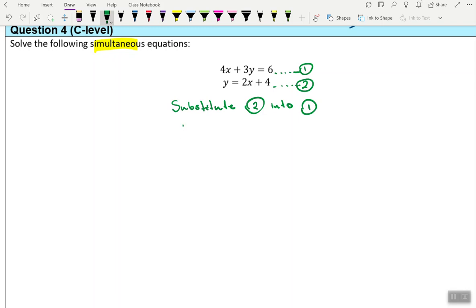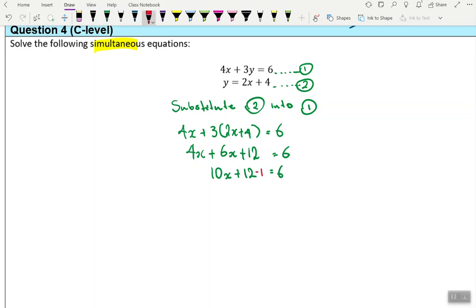So then I will have 4x plus 3, then in brackets where I have y, I will put 2x plus 4, and that equals 6. Thereafter I need to expand this middle part here. So I have 4x, that does not change, plus 3 times 2x is 6x, and 3 times 4 is 12. That equals 6. Then I have 4x plus 6x is 10x, plus 12 is 6.